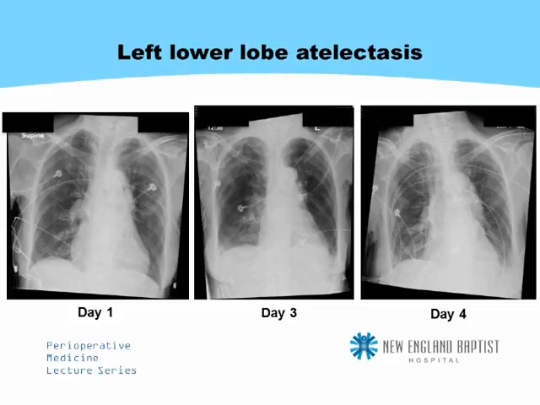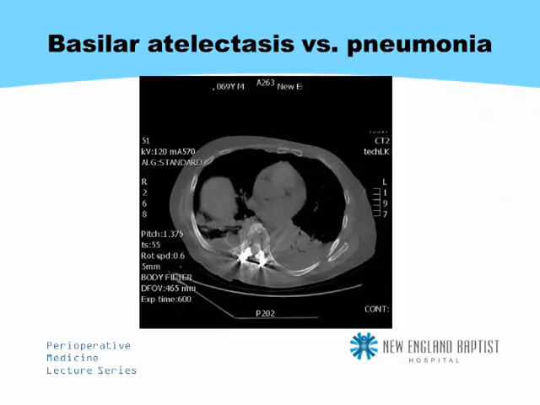And if you do a CAT scan with this left lower atelectasis, this is what you'll find. In this case, there's a little bit of pleural effusion, and then there's some consolidated lung at the left base. But that's just an effect of being in bed in a recumbent position for long periods of time.